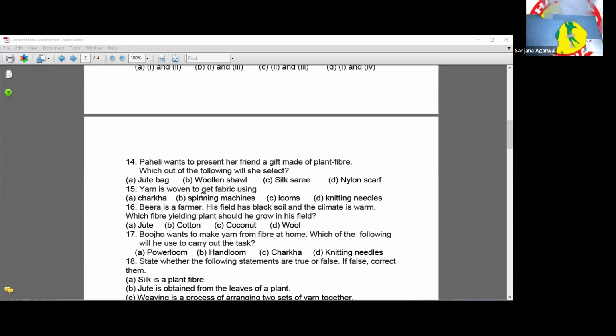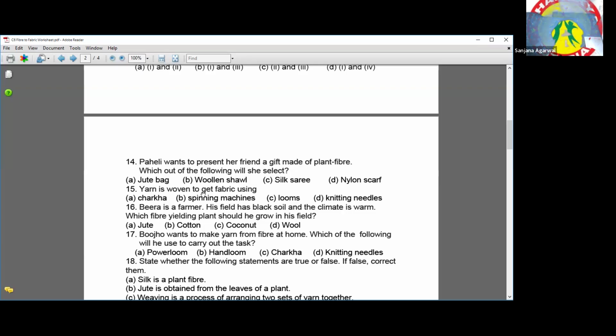Dear, see, it is not charkha because charkha gives us yarn. Loom is also not knitting because the question is saying yarn is woven. So, okay, you move to the next one. You move to 16 till then. Here it is a loom. 15 is C, loom. Okay.